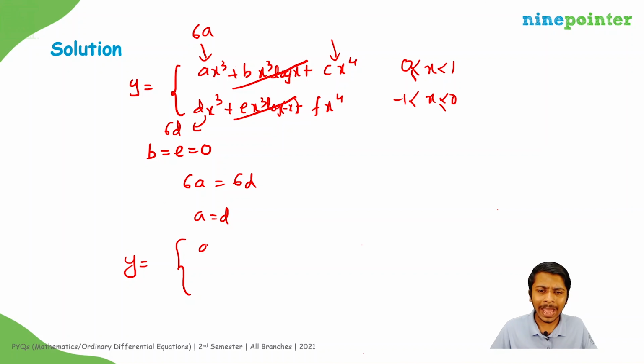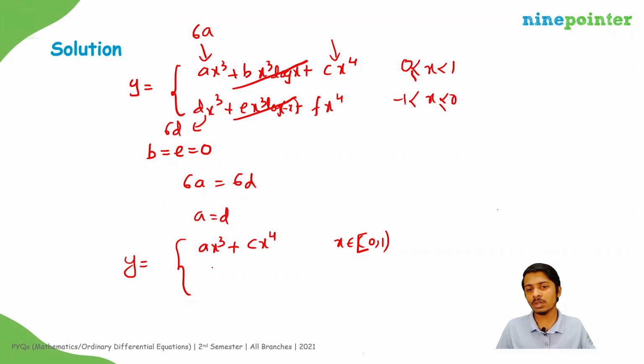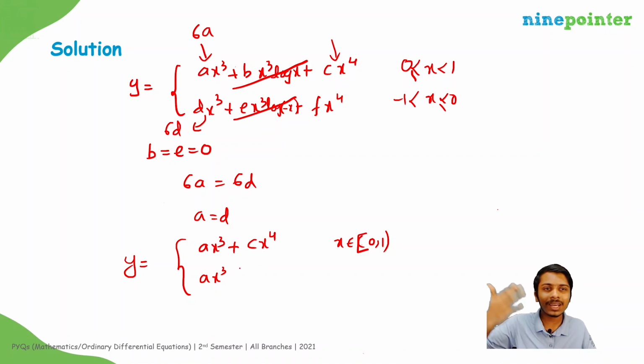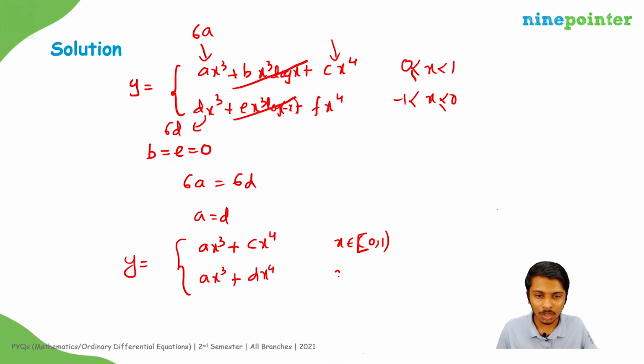So now what is the actual look of our solution for this equation? That is ax cube plus cx raised to 4 on the 0 to 1 interval. We can include 0 also. Here we have not d, simply a itself, because they are the same. So we have ax cube plus dx raised to 4 on the other piece; I simply wrote d, it doesn't matter what you put. On the interval -1 to 0, 0 can be included.